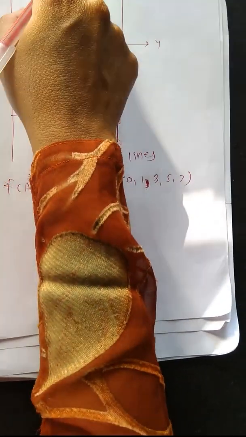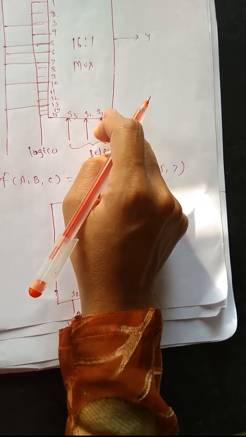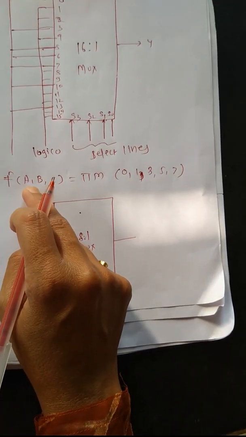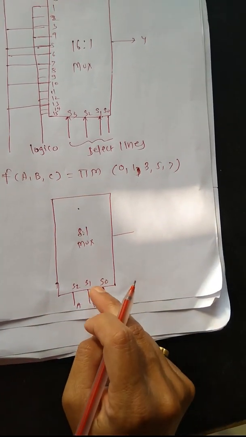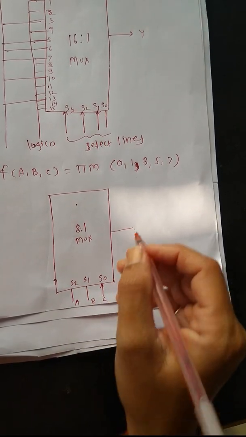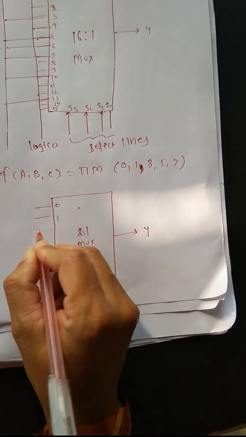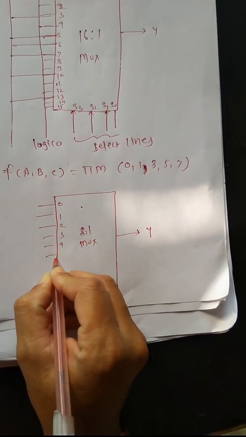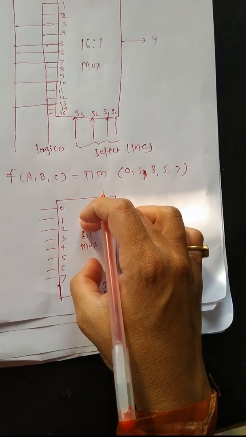In the earlier problem it was not a function of any input, so we only wrote the select lines S0, S1, S2, S3. But in this problem f is a function of a comma b comma c. So for S0, S1, S2, an 8:1 multiplexer requires 3 select lines as input lines A, B, C. Y, 1 output, and inputs are 0, 1, 2, 3, 4, 5, 6 and 7. These are the input lines for the 8:1.